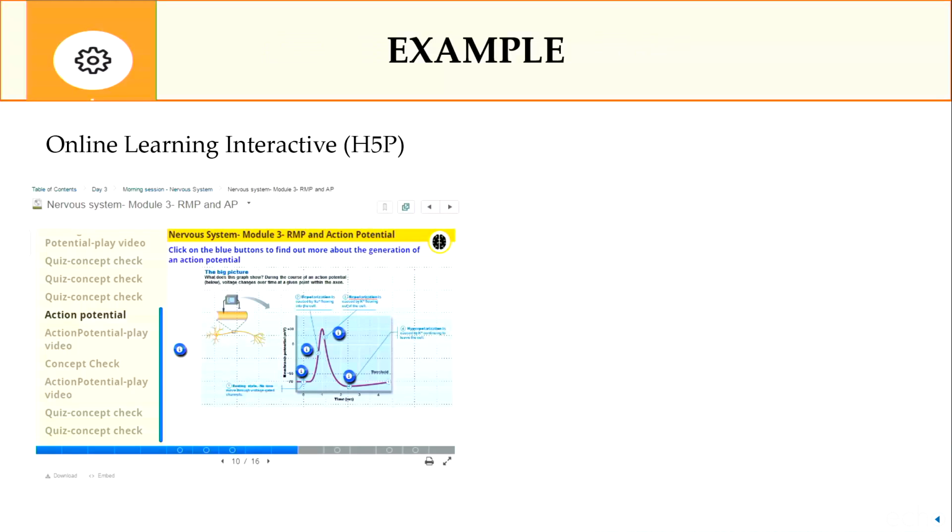So this was the Online Learning Interactive, our favorite course presentation, yet again. So this is an example. This is one of the pages that you can create within course presentation. There we have students click on these blue buttons here, and they get some information about generation of action potential.